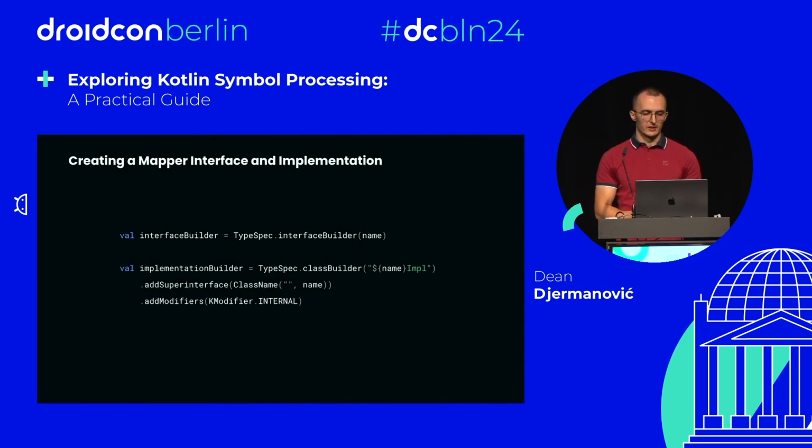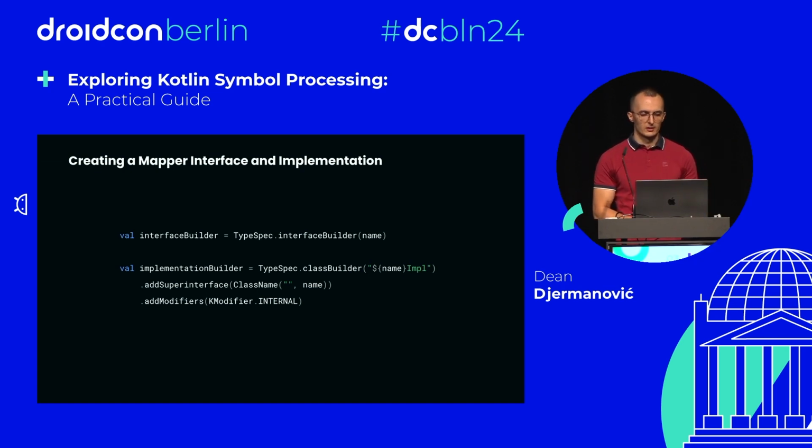So now that we have the name of our interface, we can start generating the actual interface and implementation class. To generate an interface with Kotlin Poet, we can use TypeSpec.interfaceBuilder and pass in the name of the interface. And to generate a class, we can use TypeSpec.classBuilder and pass in the name of the class. The name of the class is the same as the name of the interface, except that it contains this Impl suffix.